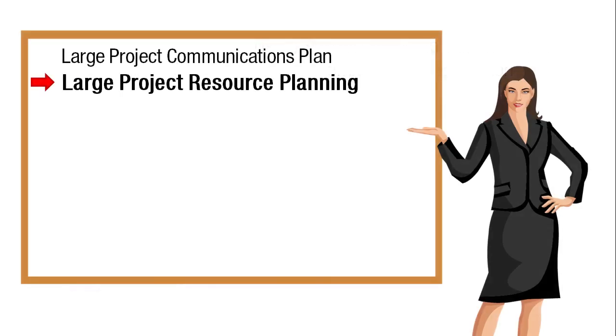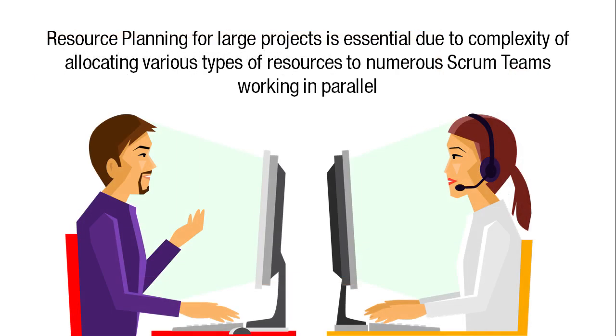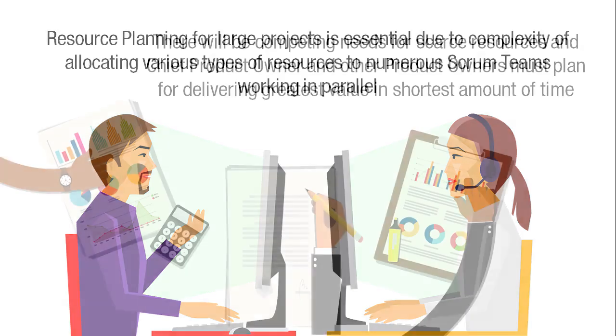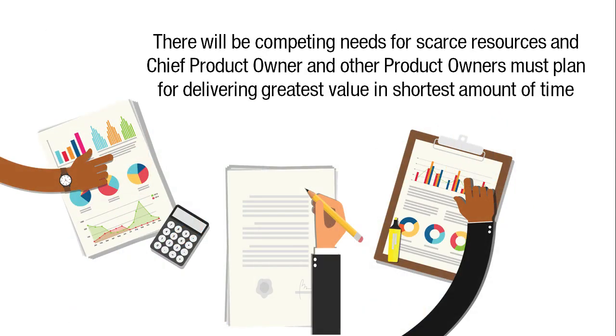The next tool is Large Project Resource Planning. Resource planning for large projects is essential due to the complexity of allocating various types of resources to the numerous Scrum teams working in parallel. There will be competing needs for scarce resources, and the Chief Product Owner and other product owners must plan for delivering the greatest value in the shortest amount of time.